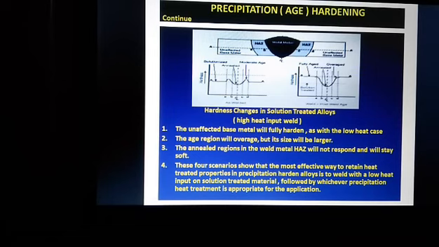These four scenarios show that the most effective way to retain heat treated properties in a precipitation hardened alloy is to weld with low heat input on solution treated material, followed by whichever precipitation heat treatment is appropriate for the application.